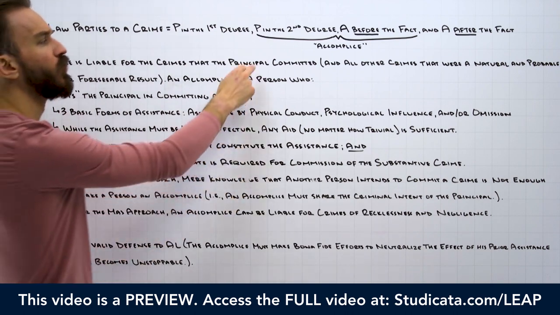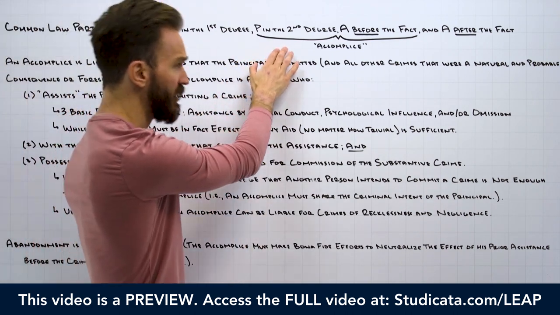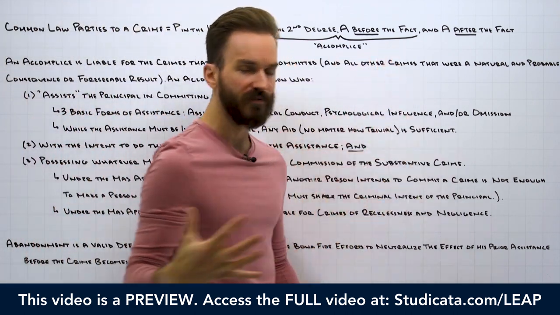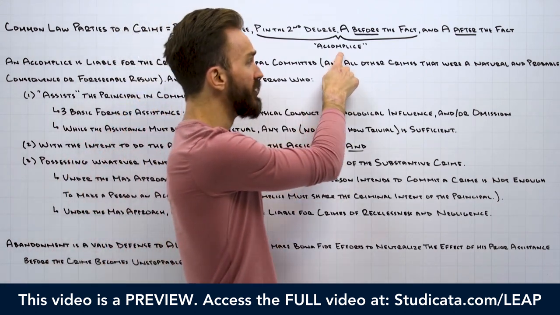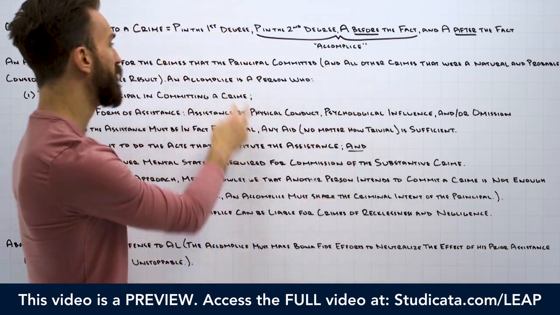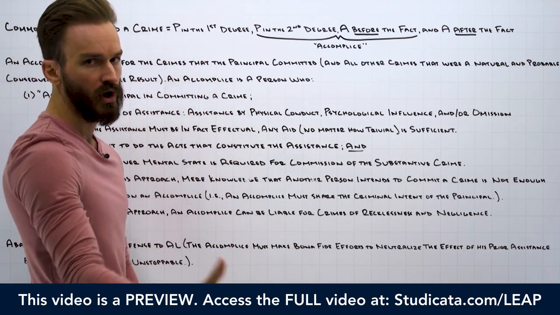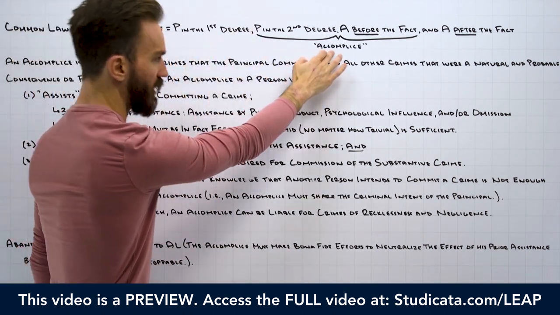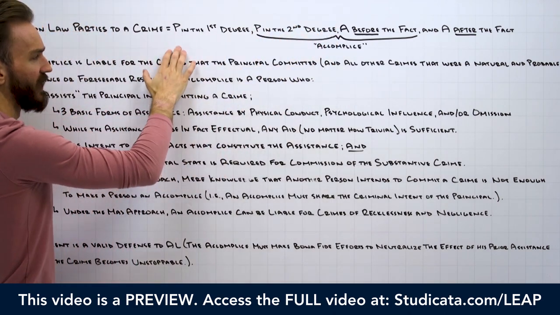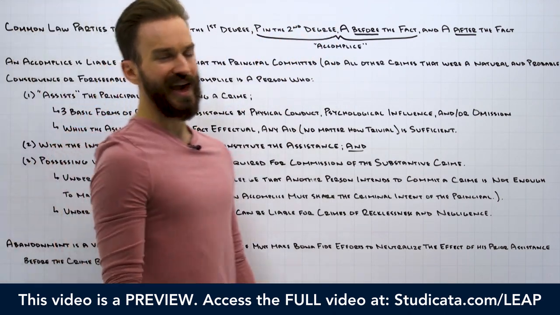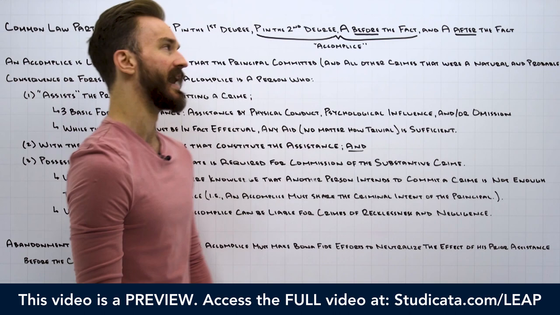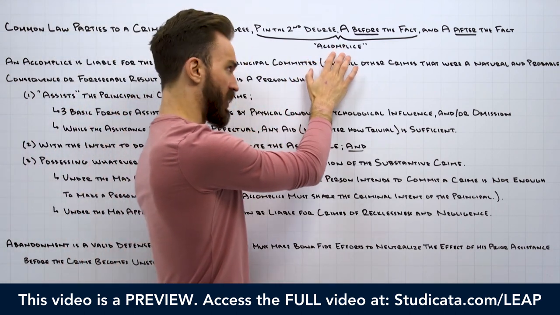So we really don't need to worry about the distinction between a principal in the second degree and an accessory before the fact in our analysis. We're just going to call this person an accomplice. And we can just, for that purpose, call the principal in the first degree the principal, right? So we'll have a principal and an accomplice, right? Just to simplify this, that's how most courts today are going to work through this analysis. We'll have a principal and we'll have an accomplice.